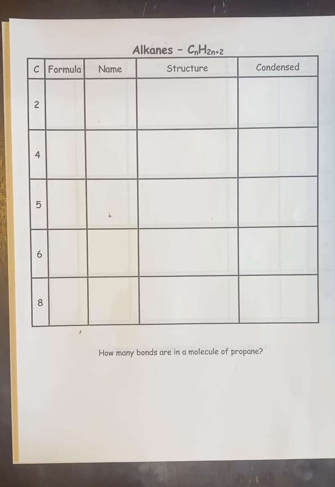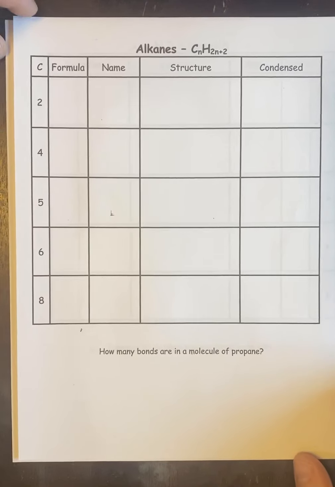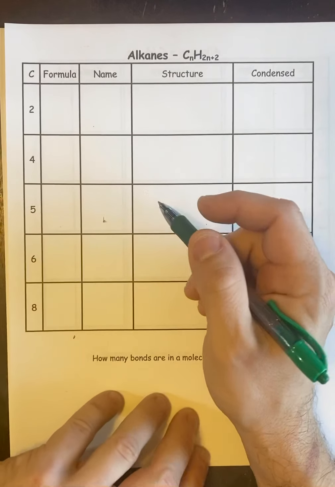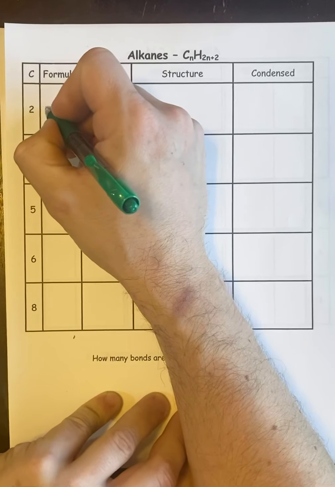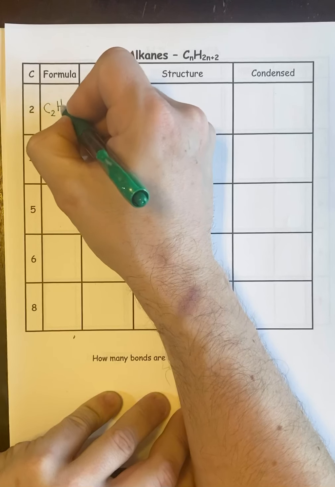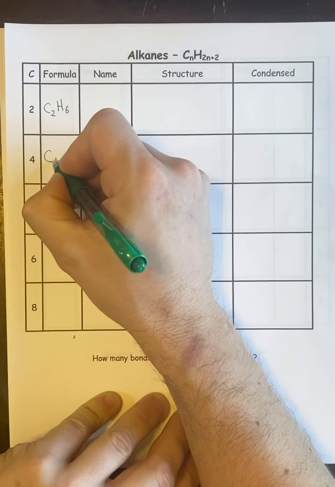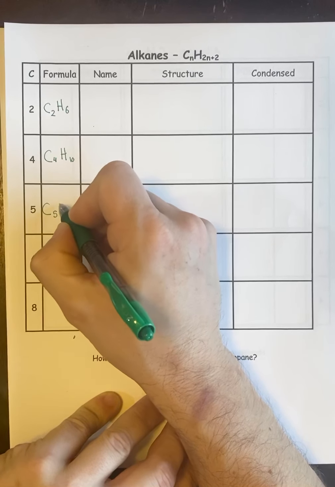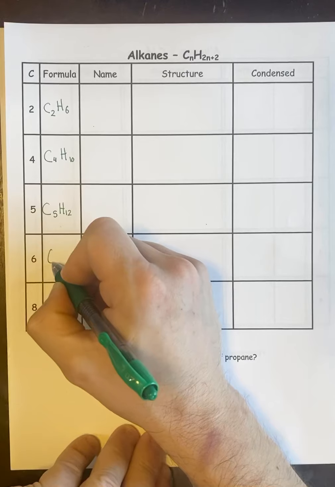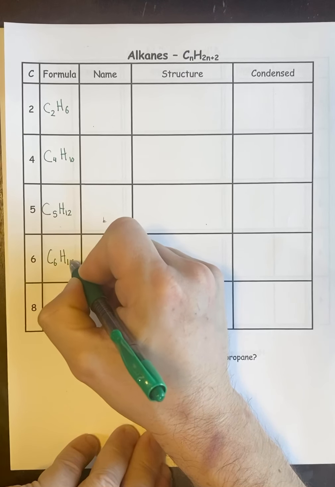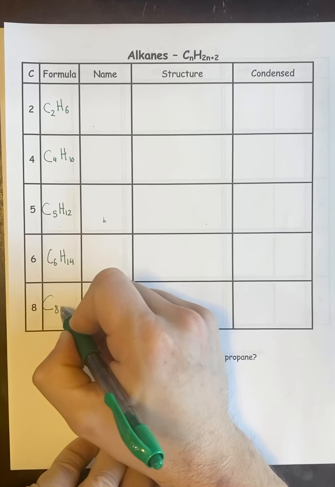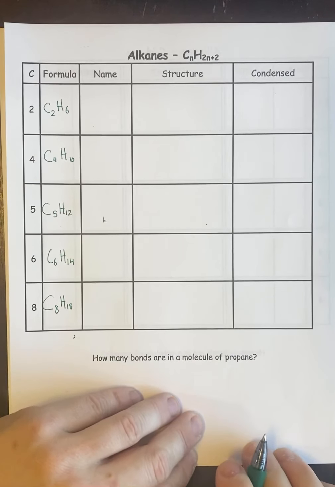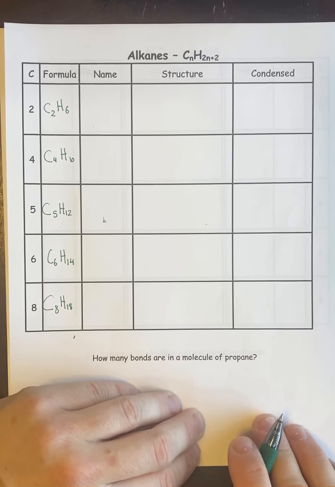So for naming alkanes, these all have single bonds, which makes the naming very easy. If your formula says there's two C's, you're going to write out your general formula: C2H6, C4H10, C5H12, C6H14, and C6H18. Now we're going to draw their structure. I'll come back to the name in a second.